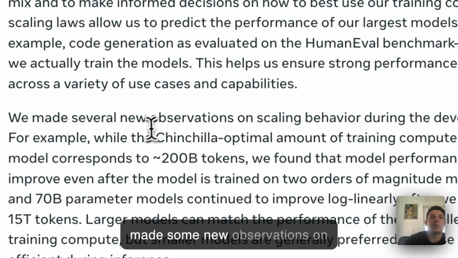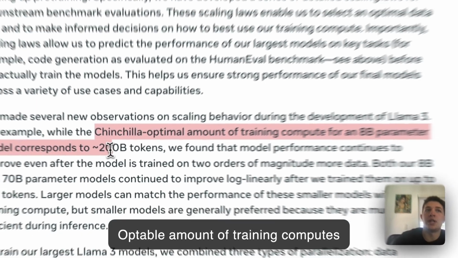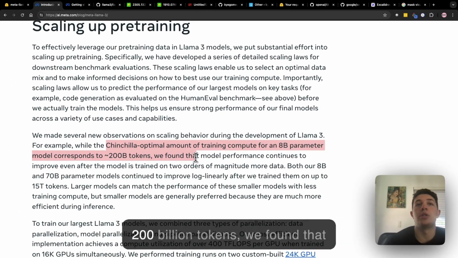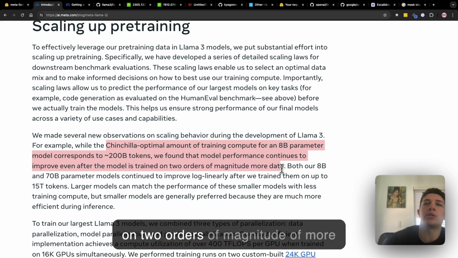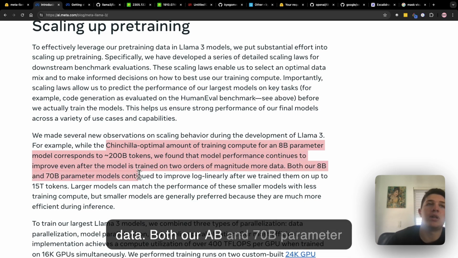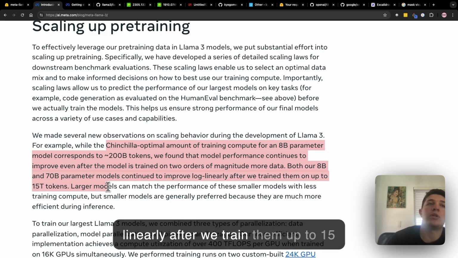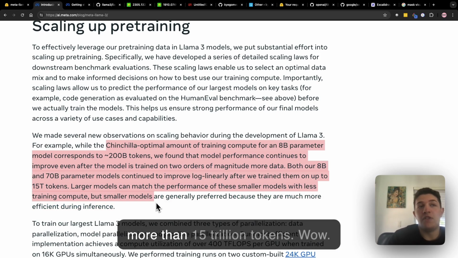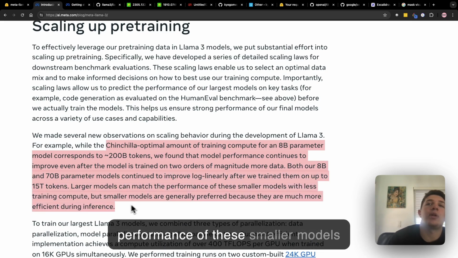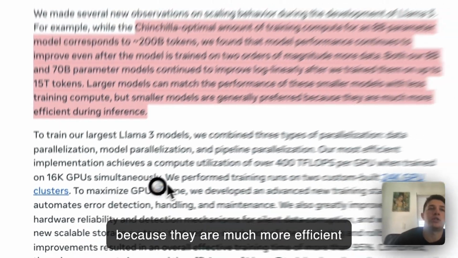They made some new observations on scaling behavior. While the Chinchilla optimal amount of training compute for an 8 billion parameter model corresponds to 200 billion tokens, we found that model performance continues to improve even if the model is trained on 2 orders of magnitude more data. Both our 8B and 70B parameter models continue to improve log-linearly after we train them up to 15 trillion tokens. LLAMA 3 was trained on more than 15 trillion tokens. Wow. Larger models can match the performance of these smaller models with less training compute, but smaller models are generally preferred because they are much more efficient during inference.